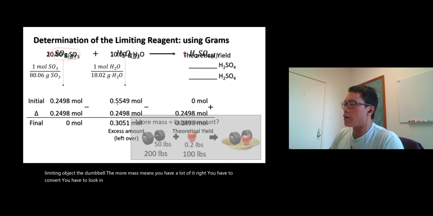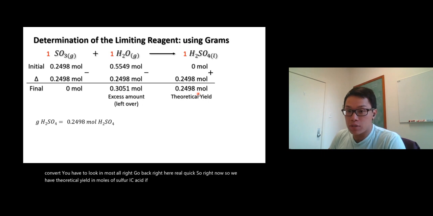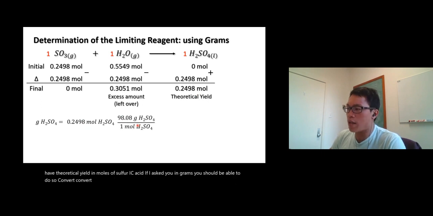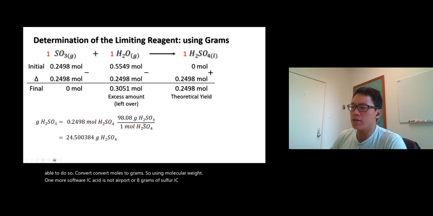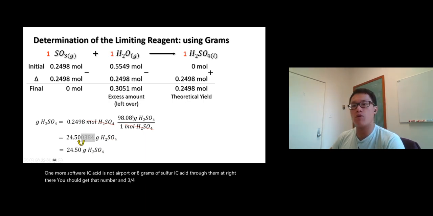Okay, go back right here real quick. So right now, we have the theoretical yield in moles of sulfuric acid. If I ask you in grams, you should be able to do so. So convert moles to grams using molecular weight. 1 mole of sulfuric acid is 98.08 grams of sulfuric acid. Do the math right there. You should get that number, 466, round down. Ta-da, 24.50.